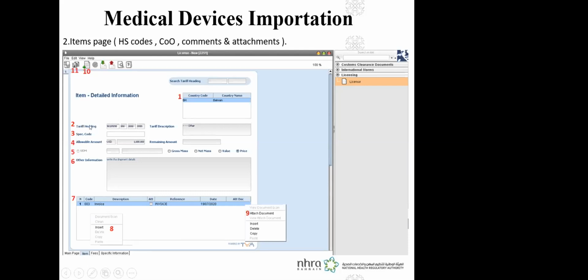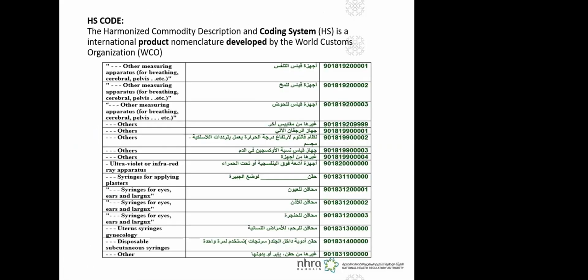Number 2 here is the tariff heading with the tariff description. It means the HS code. What is HS code? HS code is a coding system. It's created and developed by the World Customs Organization. It's made to classify and organize all the products, so the customs can classify all your shipment.